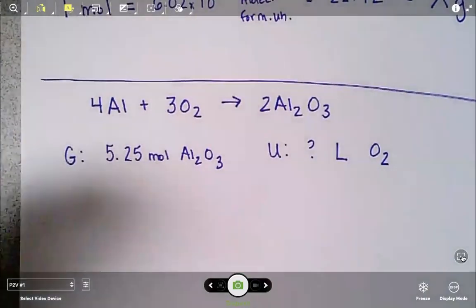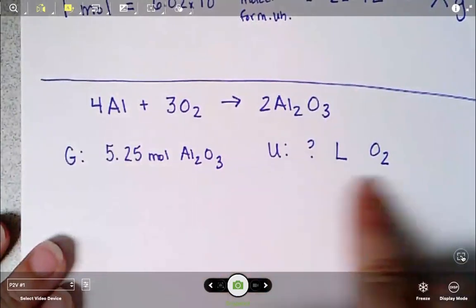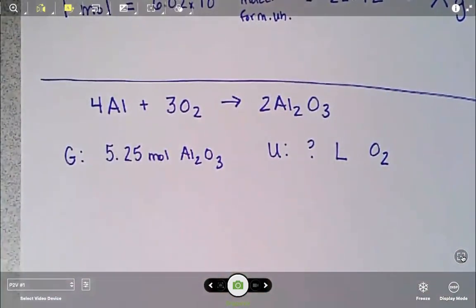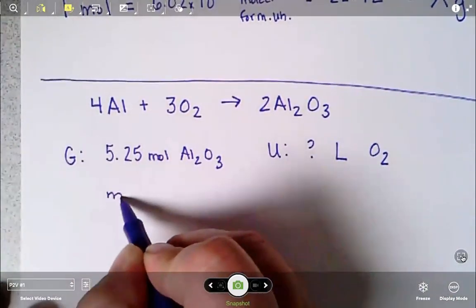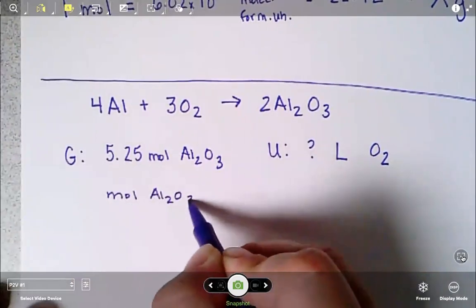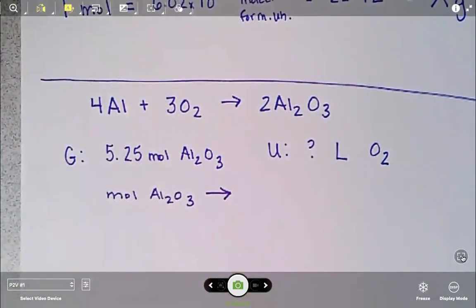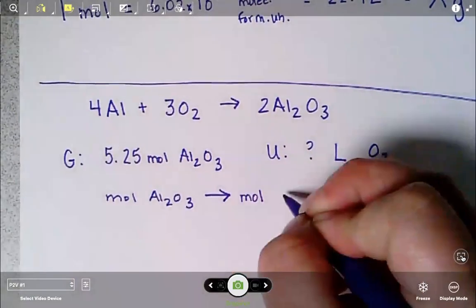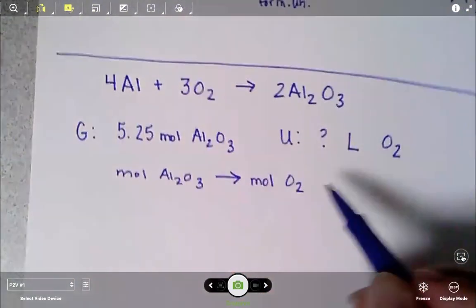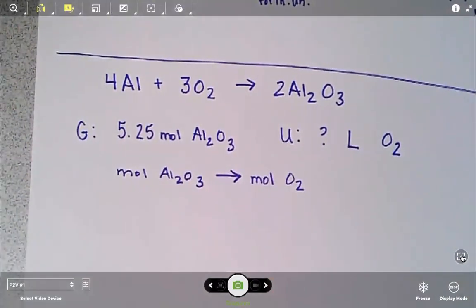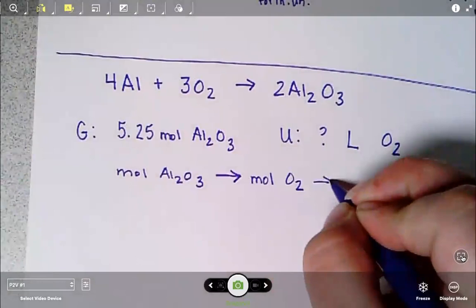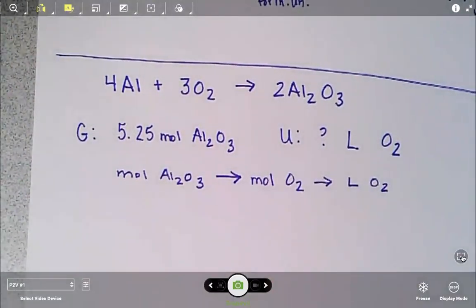So let's make a plan here. We've got moles of aluminum oxide, and I want liters of oxygen. So clearly this is going to be stoichiometry, which means I'm going to have a mole ratio. A good first step would be to go from moles of aluminum oxide, use my mole ratio, and get to moles of oxygen. I don't want moles of oxygen, I want liters of oxygen. Can you convert between moles and liters? Yes, you can. And then we get liters of oxygen. You don't have to make a plan every time, I'm just doing it so we can go through the thought process together.